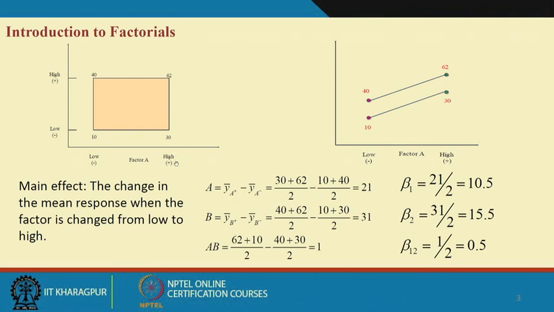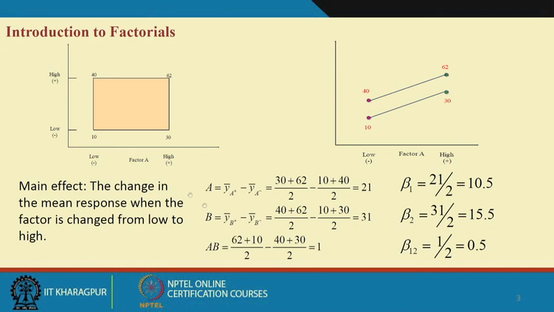Then when A is at high and B at low, the response value is 30, and when A is at low and B at high, the response value is 40, and when both are at high level, the y value is 62.